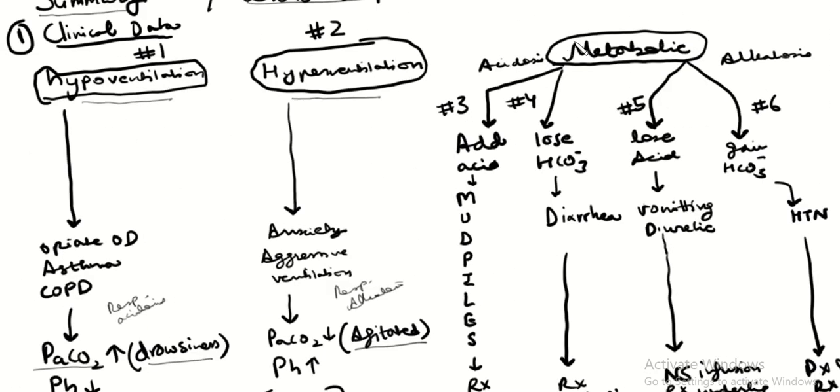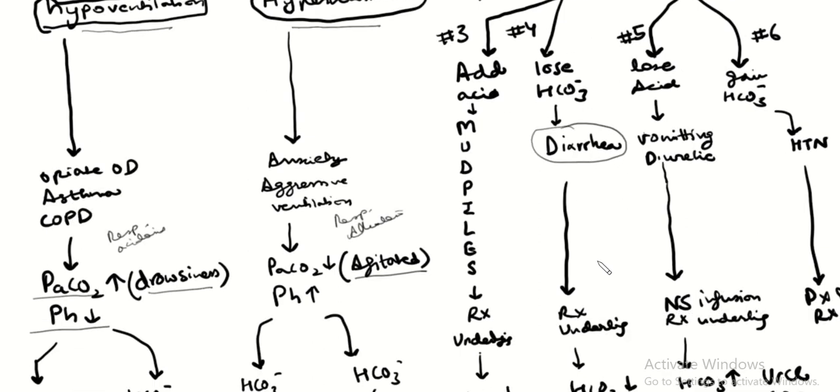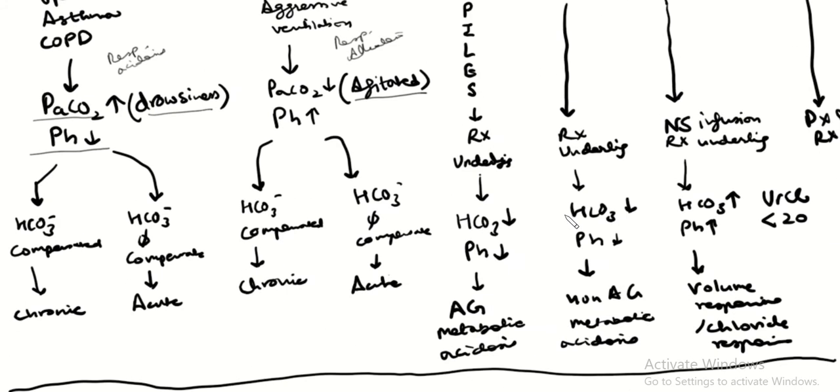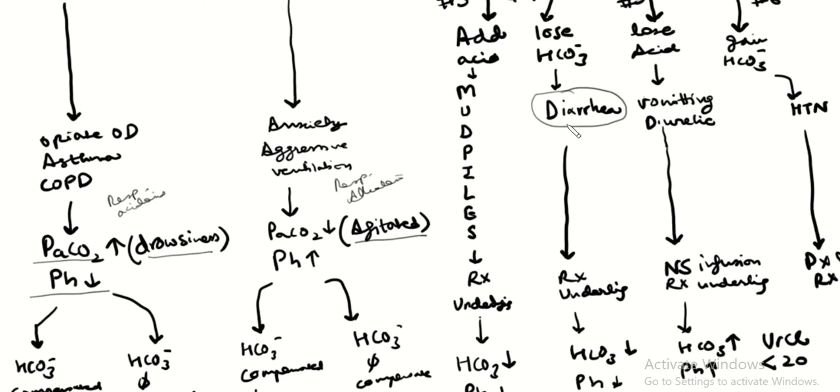Again, one can have issues related to the metabolic side. And generally, you're given two conditions. You're losing bicarbonate because of diarrhea, in which case you have a normal anion gap, or no anion gap, metabolic acidosis. So you have low bicarb and low pH. You treat the diarrhea.